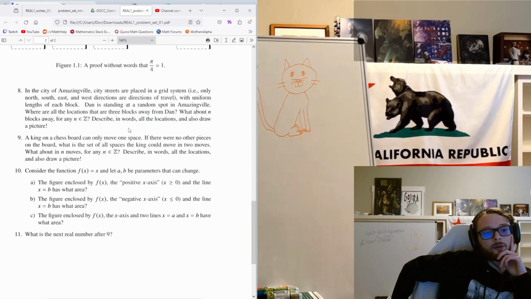In this integrated system, only north, south, east, west directions are directions of travel, with uniform lengths of each block. Ooh, Danny Highway gets a star in this problem. Dan is standing at a random spot in Amazingville. What are all the locations that are 3 blocks away from Dan? What about n blocks away? Huh.